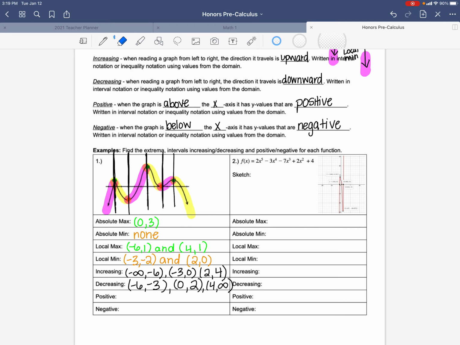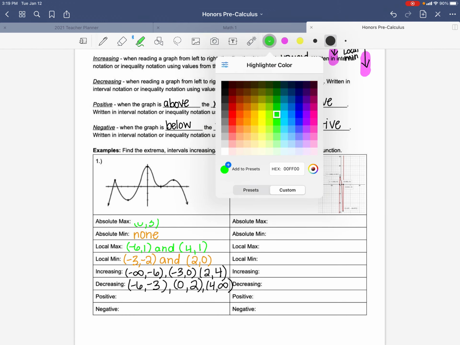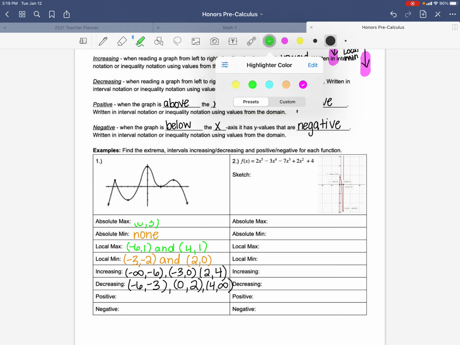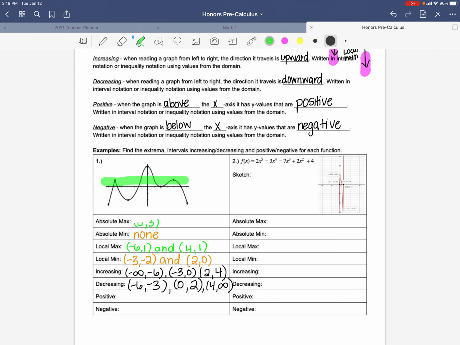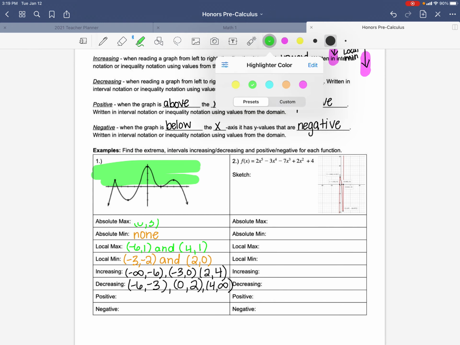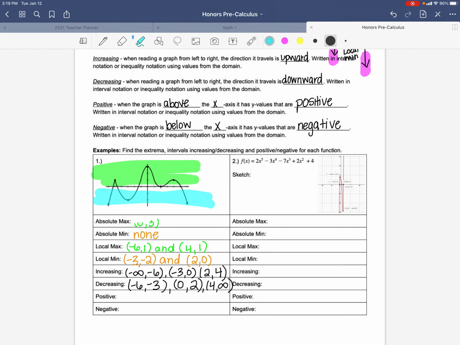All right, so then we have positive and negative. Now I'm going to erase what we have here because positive and negative really is looking at above the x-axis and below the x-axis. So above the x-axis, I'm going to do in green here. So this is the areas that are above the x-axis, and then we have the areas that are below the x-axis, which I put in blue. So we're looking at those intervals that are positive and those intervals that are negative.